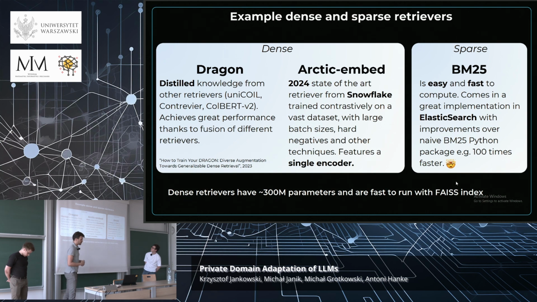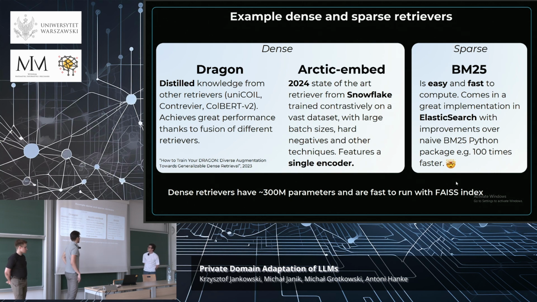Some examples of models that are going to be a part of our research: we have Dragon, a model from Meta, which was distilled from other retrievers. It used other retrievers to obtain scores about whether a question is relevant to the passage. We also have Arctic Embed, which is really recent and state of the art. It uses a bunch of tricks to obtain huge performance.